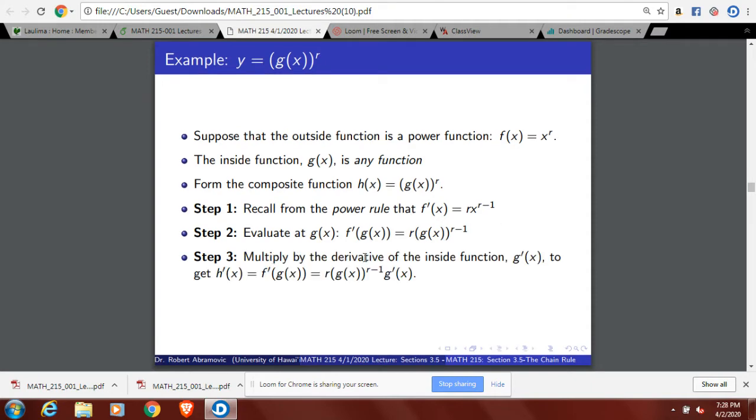Finally, we multiply by the derivative of the inside function. So it's because g of x was a generic function, multiply by g prime of x, and we get f prime of g of x, this should have said times g prime of x, is r g of x to the r minus 1 times g prime.